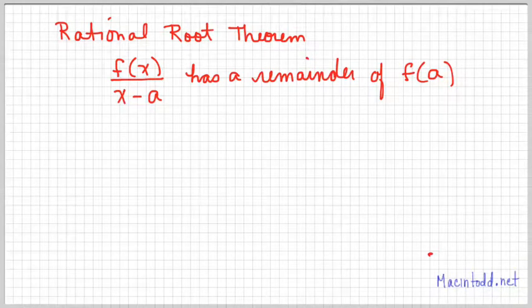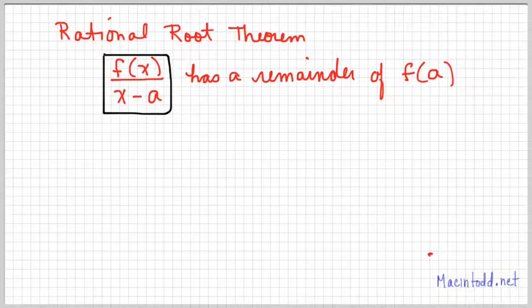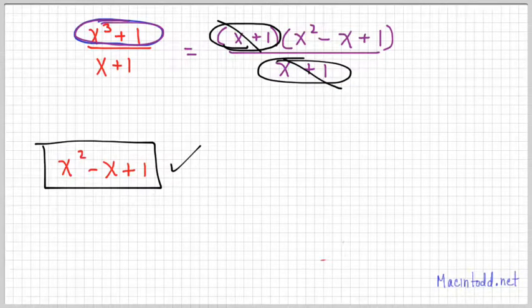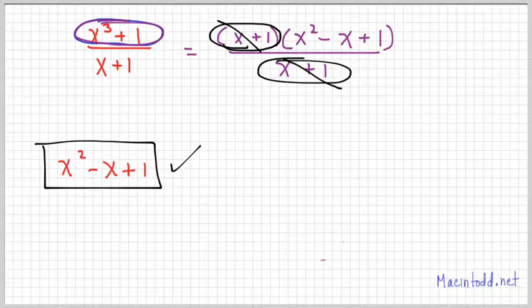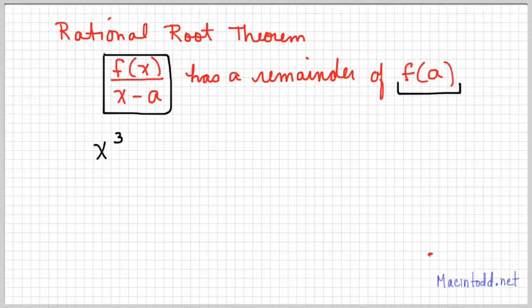The next thing we covered also was the remainder theorem. The remainder theorem says if you take some polynomial and divide it by x minus a, you will end up with a remainder whose value is the f of a. And to demonstrate this, I'm actually going to come back here and look at this division problem again. x cubed plus 1 divided by x plus 1.